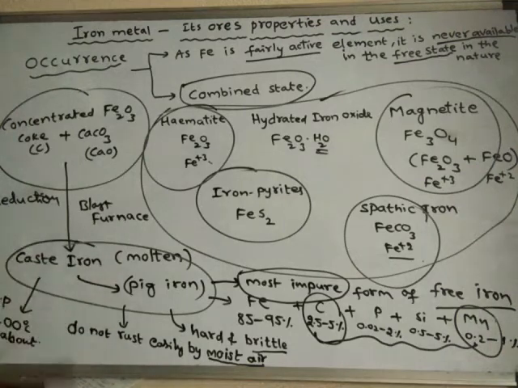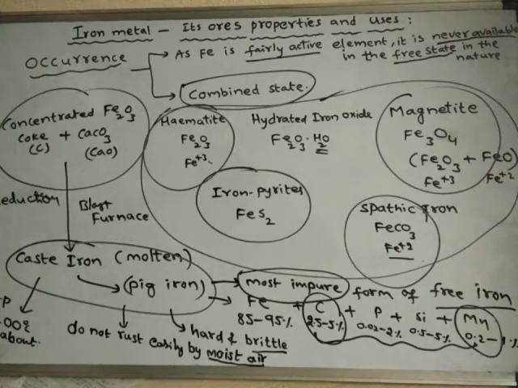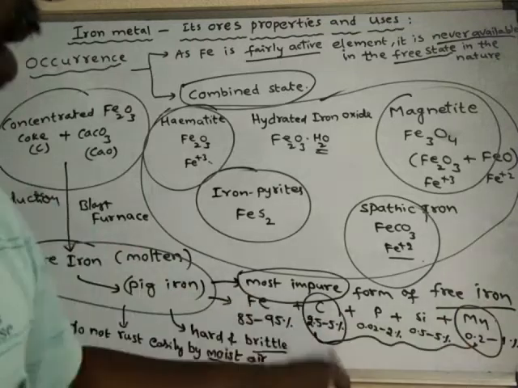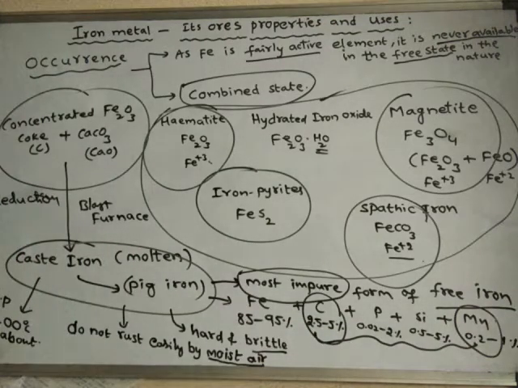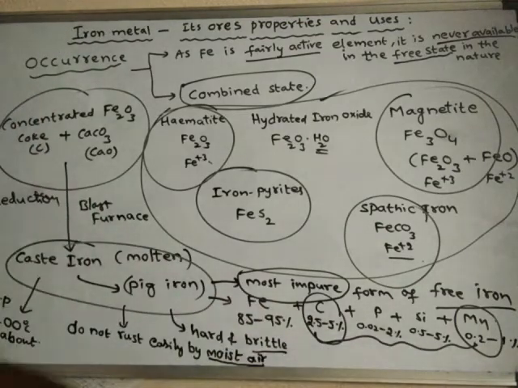As it is not a pure form, it does not have a sharp melting point. Any substance in pure form will possess a sharp melting point. But cast iron is not pure; it is a mixture with some other substances also. So a mixture does not possess a sharp melting point. The melting point of the mixture will vary depending upon the amount of the impurities present in it, and also the nature of the impurities.